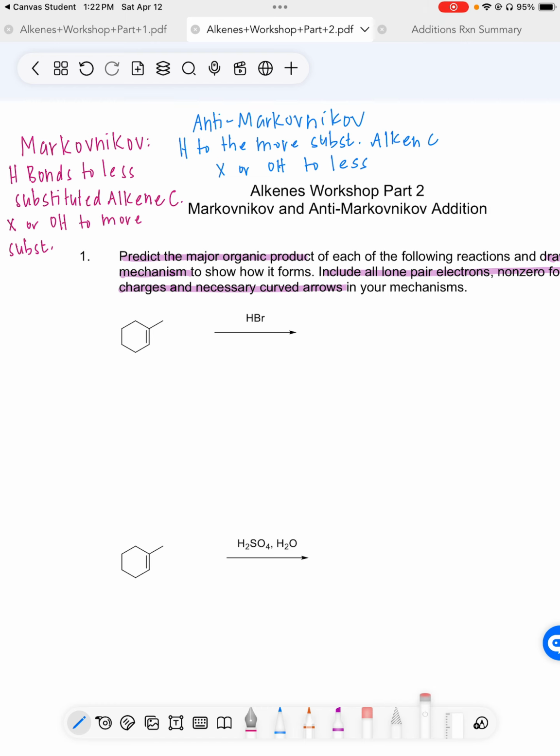The first is that in the Markovnikov reaction, the hydrogen bonds to the less substituted alkene carbon, and then the halogen or the alcohol bonds to the more substituted carbon. If it's easier for you to just remember one thing, for Markovnikov I remember that my X or my OH bonds to the more substituted alkene. And for the anti-Markovnikov, of course, it's the opposite: the H goes to the more substituted alkene carbon, and the X or the OH to the less substituted alkene carbon.